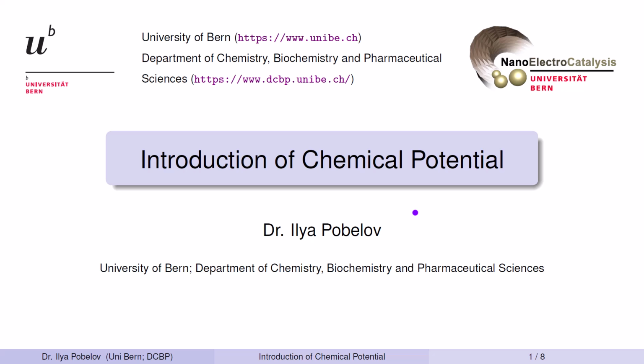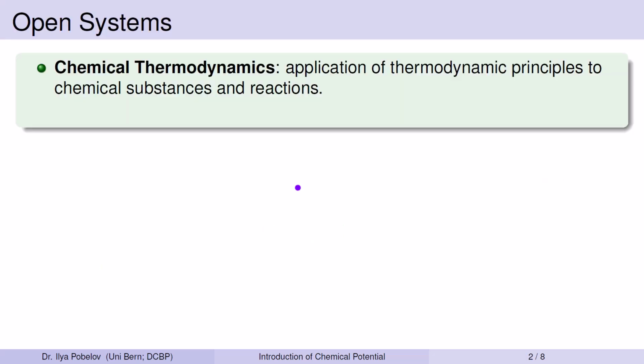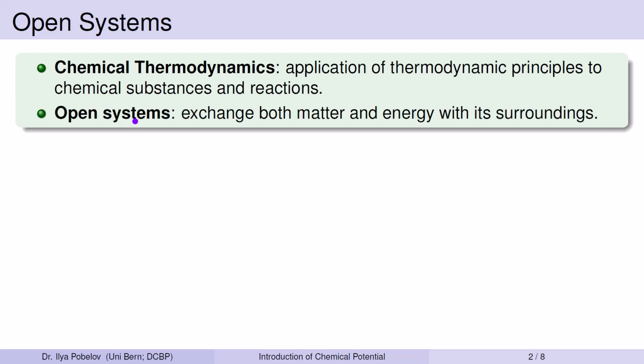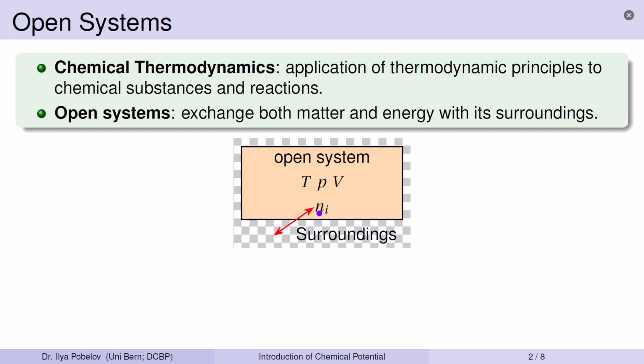With this module, we start to explore the field of chemical thermodynamics and introduce the concept of chemical potential. Chemical thermodynamics builds upon the foundation of classical thermodynamics and is characterized by the application of thermodynamic principles to chemical substances and reactions. For this, we focus on open thermodynamic systems, which can exchange both matter and energy with their surroundings. Take a look at this sketch of an open system.